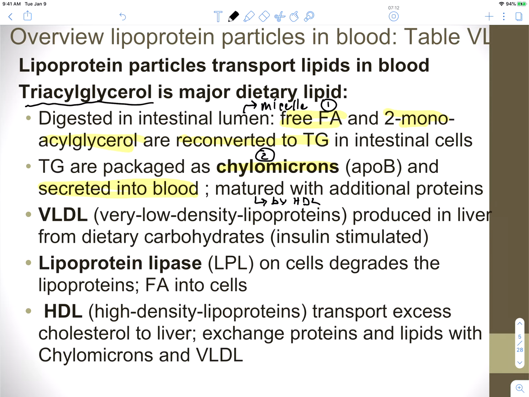Again, we'll talk about this. You also have your very low-density lipoproteins, VLDLs, and these are produced in the liver. So remember, chylomicrons are only made when you are actively digesting fats. They are not made in any other condition. Very low-density lipoproteins are produced at the liver as needed. When there's too much glucose around, regardless of fed or fasting, the liver can produce fats and package them into very low-density lipoproteins.